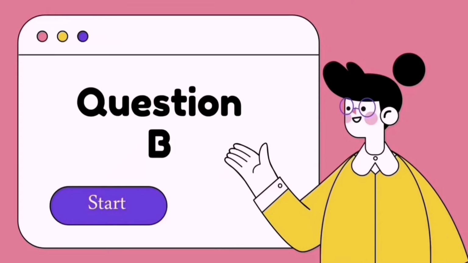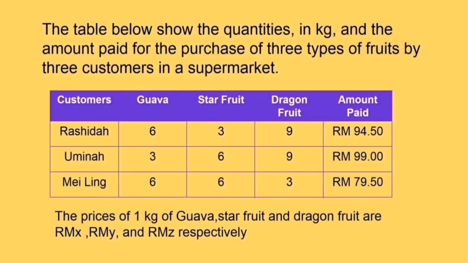So let's start. The table below shows the quantities in kg and the amount paid for the purchase of 3 types of fruit by 3 customers in the supermarket. The first customer is Rashida. She is buying 6 guava, 3 star fruit and 9 dragon fruit. She has to pay 94 ringgit 50 cents.